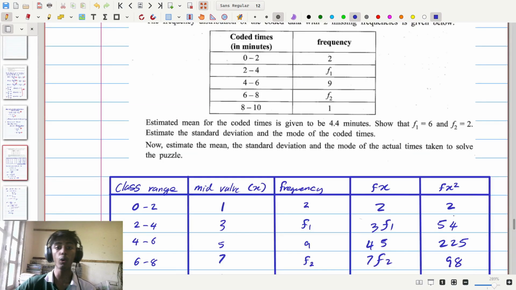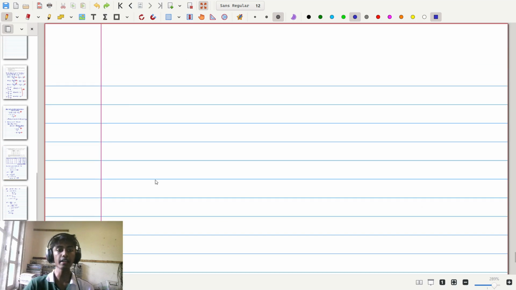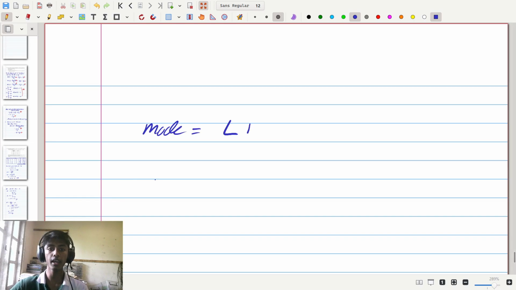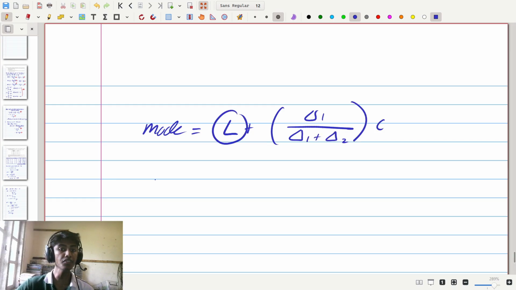Now after that, the question also says find the mode of the coded times. Now to find the mode of the coded times, we need to use the standard modal equation for frequency distributions. That equation states the mode is equal to L plus delta 1 divided by delta 1 plus delta 2 times C, where L is equal to the lower bound of the modal class, delta 1 is equal to the frequency difference of the modal class and the class before it, delta 2 is equal to the frequency difference of the modal class and the class after it, and C is equal to the class interval.